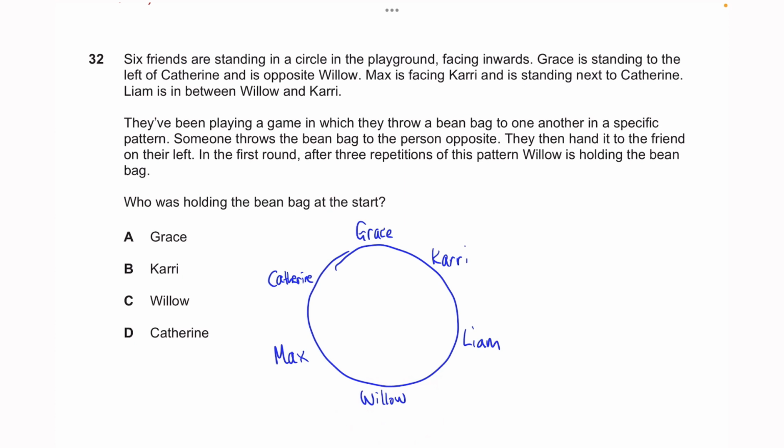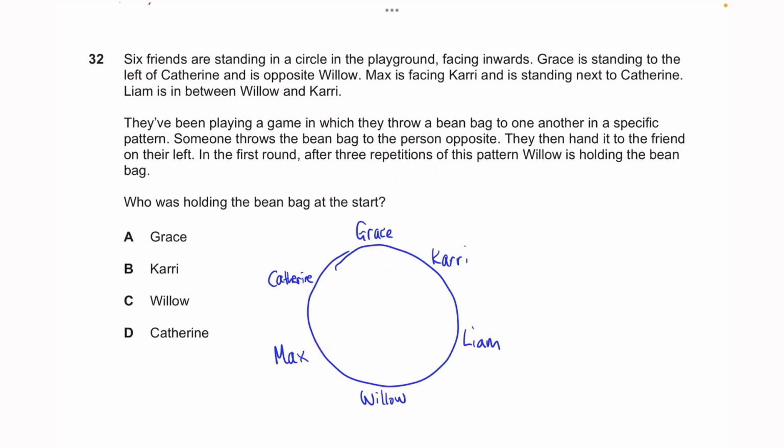The way this game works is that if Grace had it, Grace gives it to the person opposite her, and then that person hands it to the person on their left. So you can see how it works. It goes down and then to the left. Now we've actually got to work backwards, because we know the end result is at Willow. So we have to go to the right and then give it opposite. For example, Grace to Willow, Willow to Max, Max would hand it back to Willow, Willow would give it to Grace. So it's kind of going to the right and then opposite.